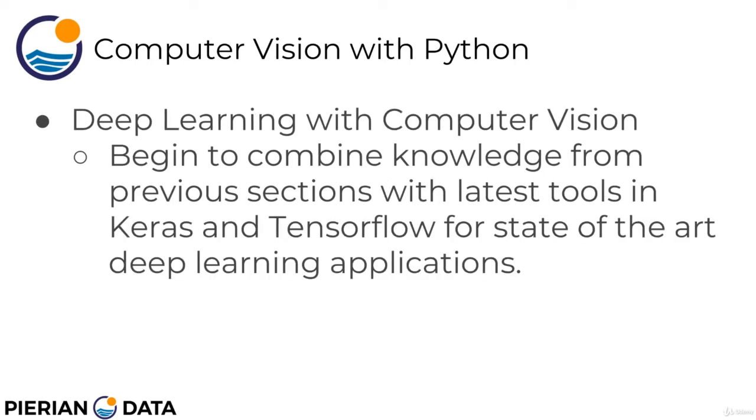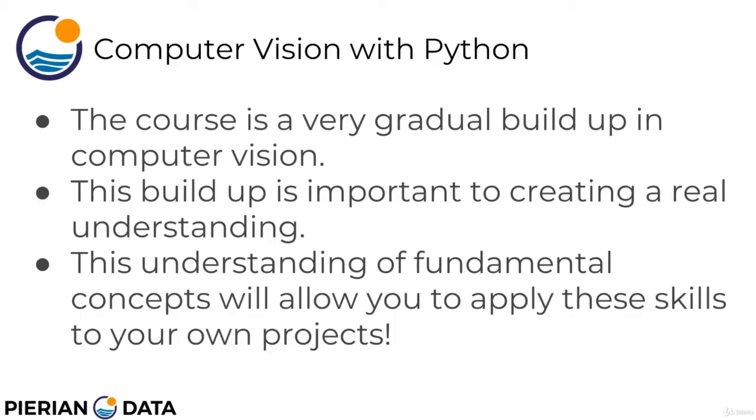Then we move on to the more final sections of the course, which is deep learning with computer vision. That's where we begin to combine the knowledge from all the previous sections with the latest tools in libraries like Keras and TensorFlow for state-of-the-art deep learning applications. And then we'll also be able to download state-of-the-art neural networks in order to perform image classification on your own datasets.